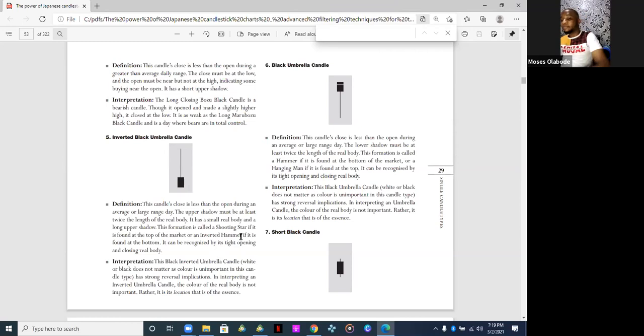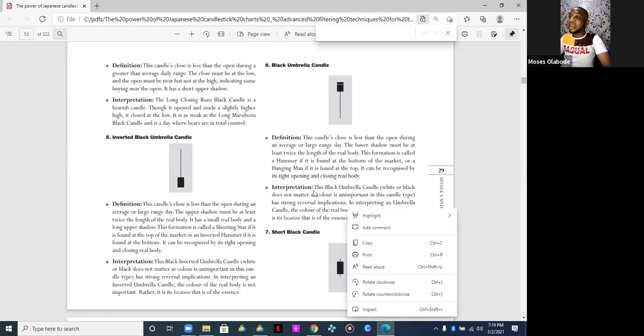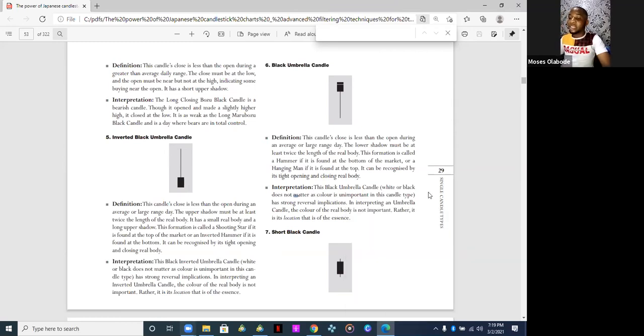And then the black umbrella candle, it is called the hammer. This is also called the black hammer. You know, we've seen the white hammer. All right, so this is also called the black hammer. So this implies that the market is trying to make a decision. That is, if it is at the bottom of a market, it becomes the hammer. The market is trying to make a decision to either buy or hold.